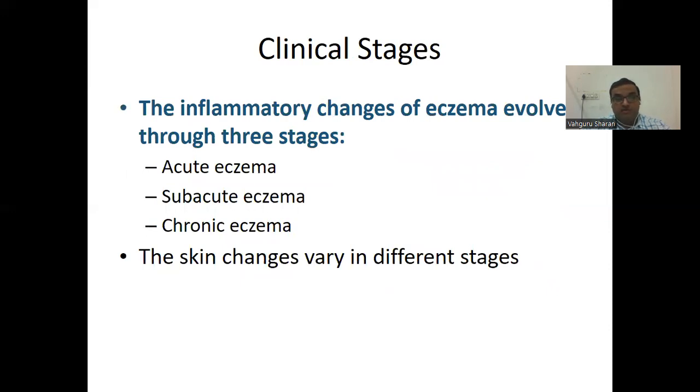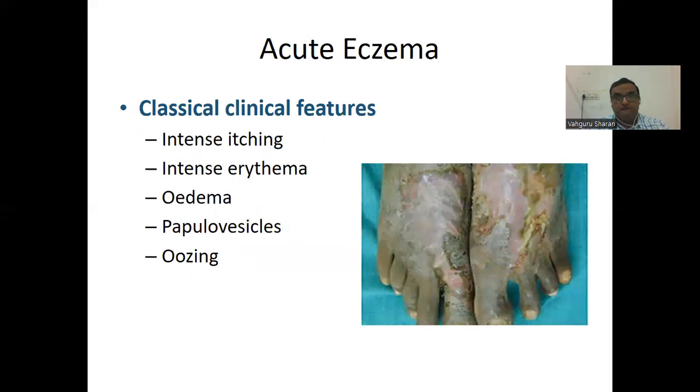What is the classification based on the clinical stages? There could be three stages in eczema: acute eczema, subacute eczema, and chronic eczema. There are various skin changes in all these different stages. What is acute eczema? Acute means the development is fast, immediate, in a day or in hours. What do you see in acute eczema? There is sudden intense itching, sudden intense erythema, sudden edema, development of papulovesicles, and oozing of the skin. That is the classical characteristic of the acute stage of eczema.